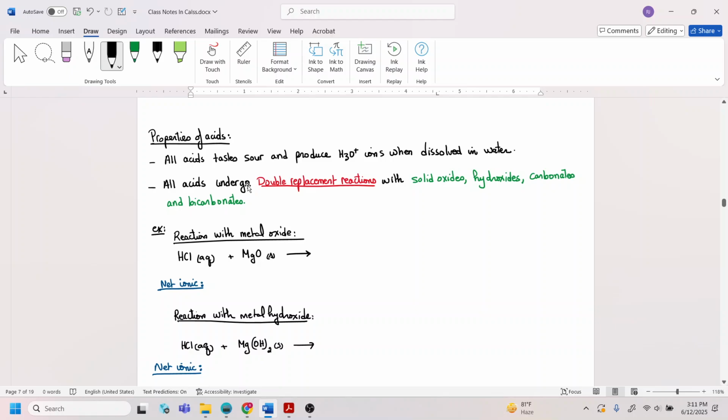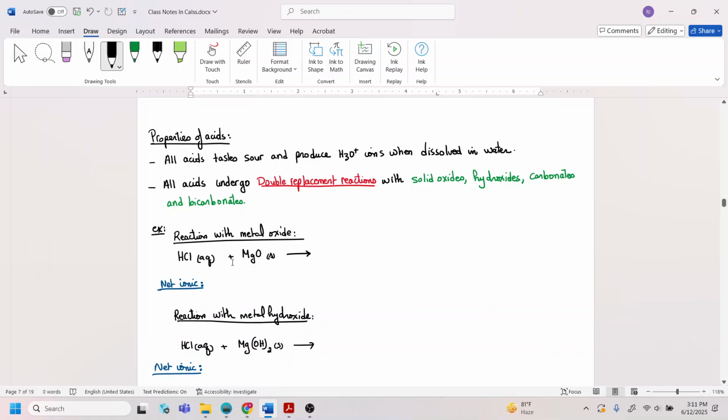And the type of reaction that they undergo is a double replacement reaction. Acids undergo reactions with solid oxides, hydroxides, carbonates, and bicarbonates. And the reaction is going to be a double replacement reaction. So let's go ahead and write down the products for each one.